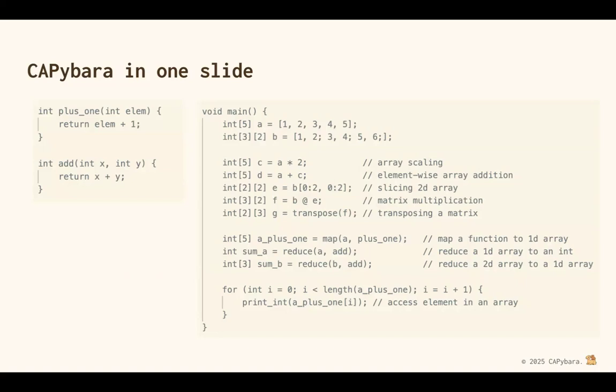We also have slicing with 2D arrays, and matrix multiplication. We just have to make sure that the shapes of the matrices work for the multiplication. And we have transposing the matrix. We also have the map function called here, which calls this +1 function, which just adds 1 to every element in A, and the reduce function, which sums all the elements in A into one integer. We also do that on a matrix, where we sum every row into one integer. And then we also have a length function, and we print out every element in the array.